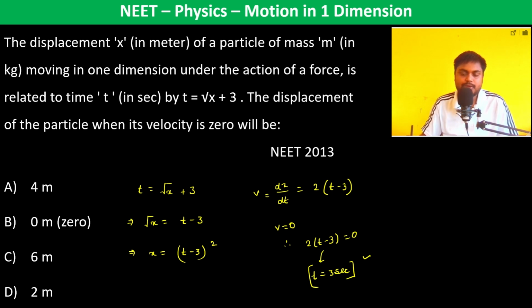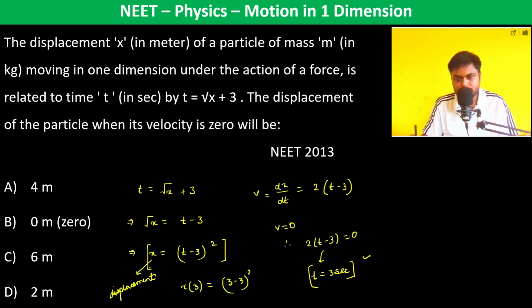Okay, so now that's velocity. Now the displacement of the particle when velocity is 0 is given by this equation here. It's mentioned that x is the displacement. So therefore the displacement at t equals 3, so x at t equals 3 is 3 minus 3 whole square, which is basically 0. So therefore B option is going to be correct.